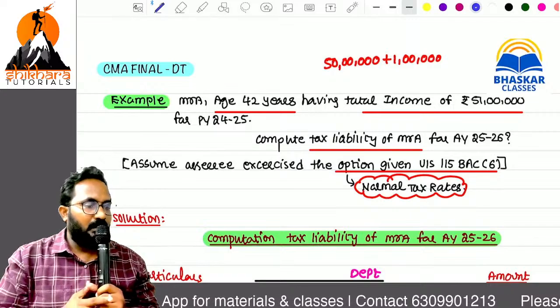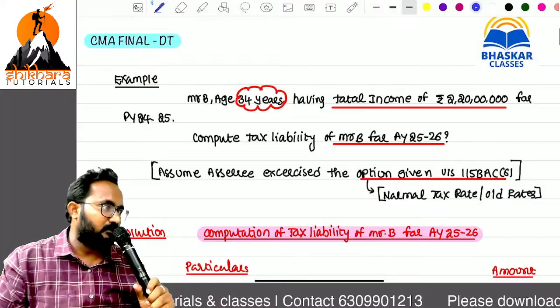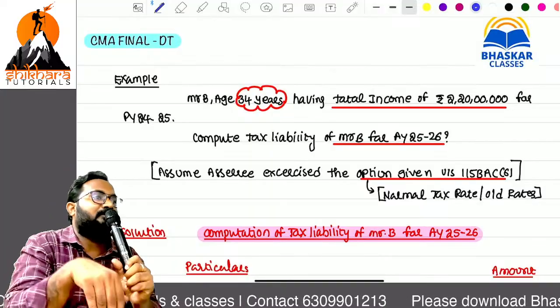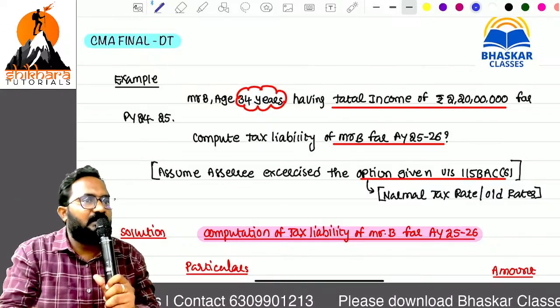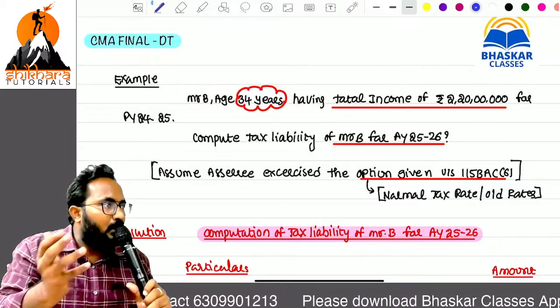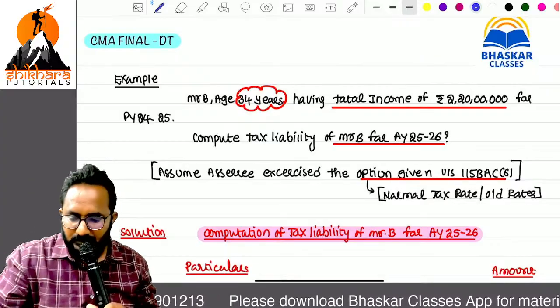Sir, in this question they have given 2 crore 20 lakh. Directly you can calculate, but you have no doubt of getting marginal relief. So that's why follow these steps, then you can decide whether the marginal relief is there or not. Can I show one question?